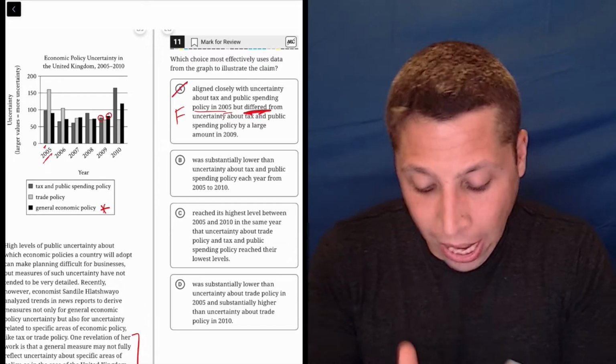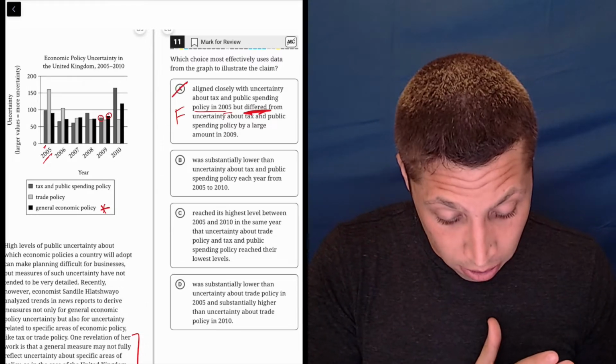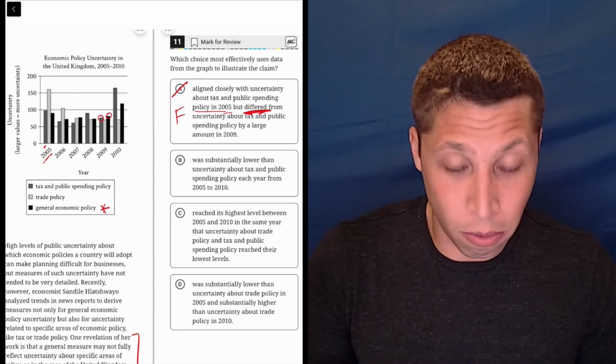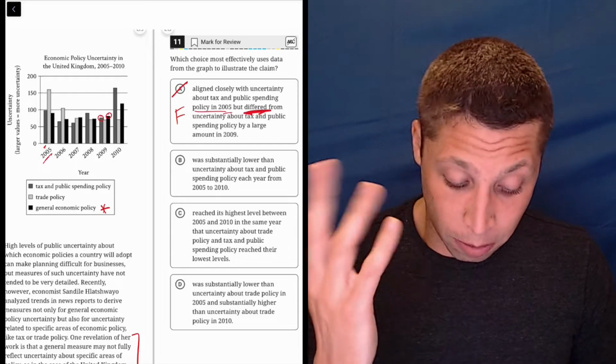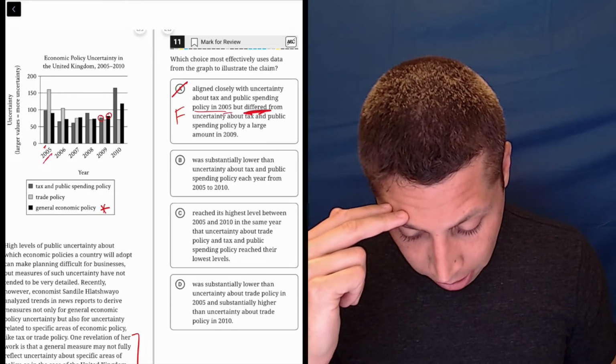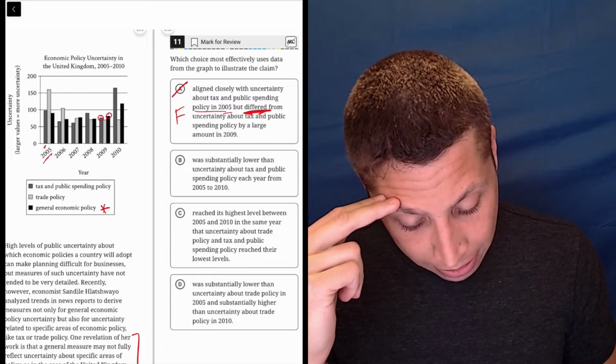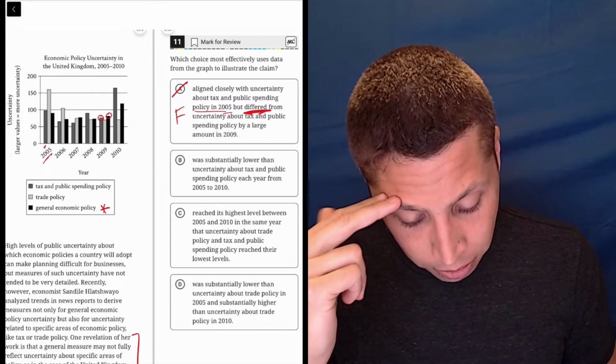So we've got to make sure we're looking at the right bars, right? And they're kind of confusing. But if we do, these bars don't match what the line says. Let's look at B. So the general economic policy was substantially lower than uncertainty about tax and public spending policy each year from 2005 to 2010.